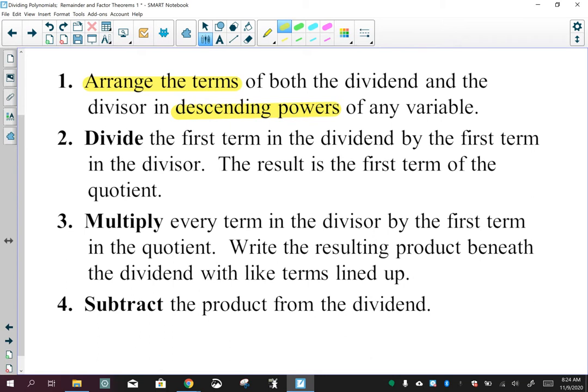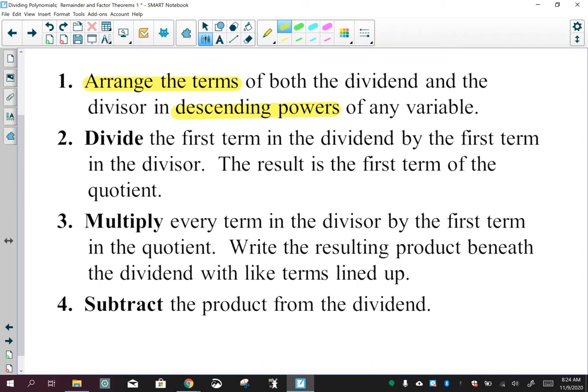Now, here's the catch with this one. If you were missing a power, so let's say it starts off with x to the third and then it goes minus 2x, well, you missed that x squared piece, so you have to put that placeholder in there. Since that x squared is not represented, you have to add 0x squared because you need to have that placeholder in there. And that's true for both of them. So make sure that when you're arranging terms in descending power, all variables are represented.